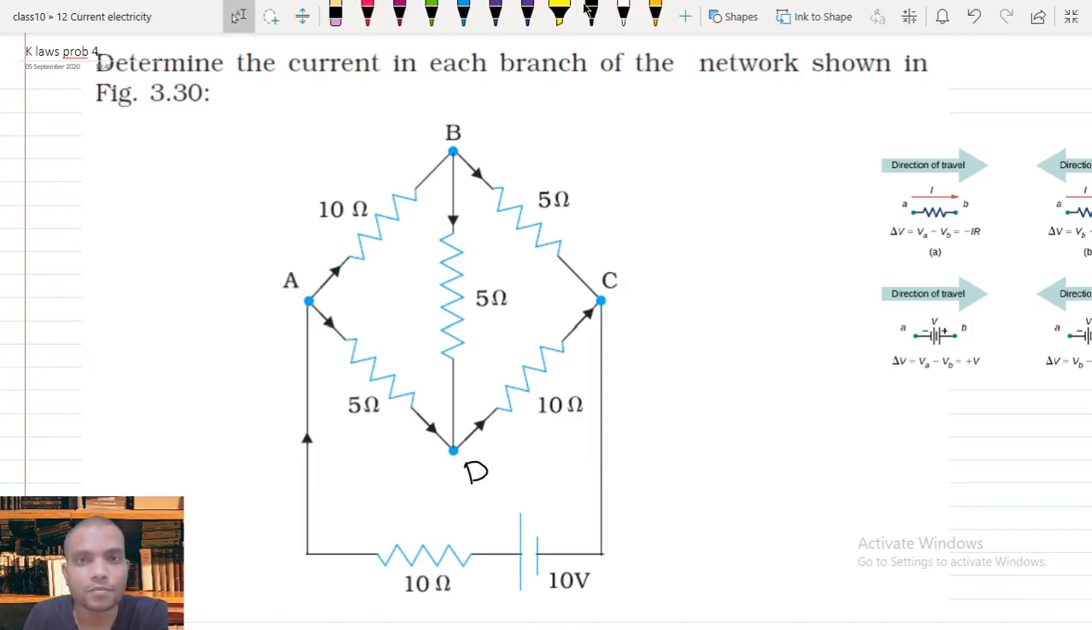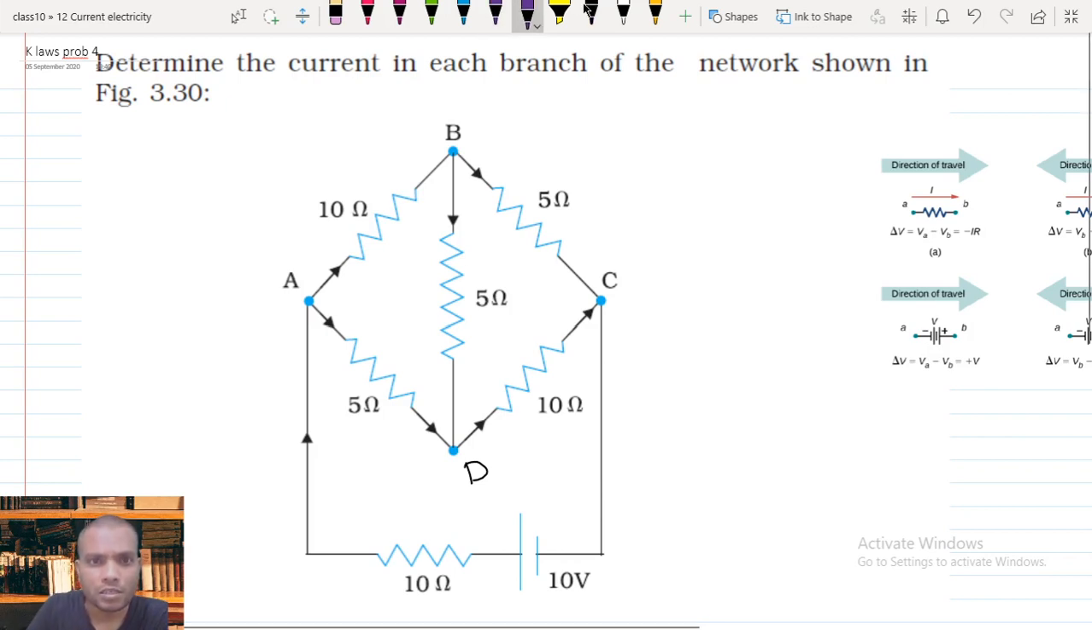Hi guys, let's try one more problem. Determine the current in each branch of the network shown in the figure by using Kirchhoff's laws. The network is a combination of resistors connected to a voltage source of 10 volts.